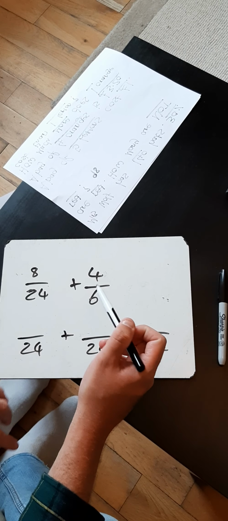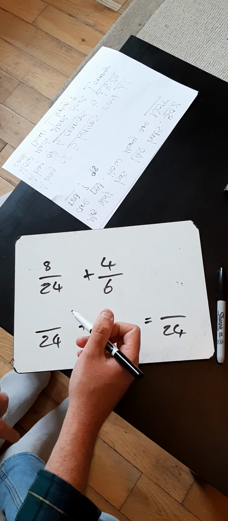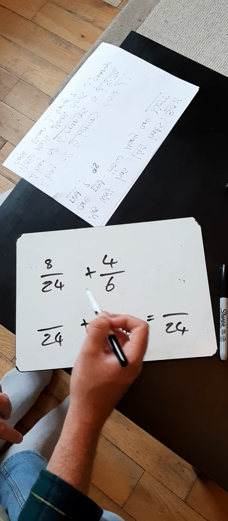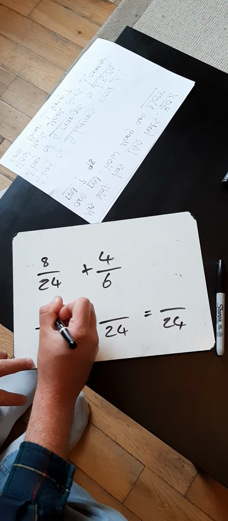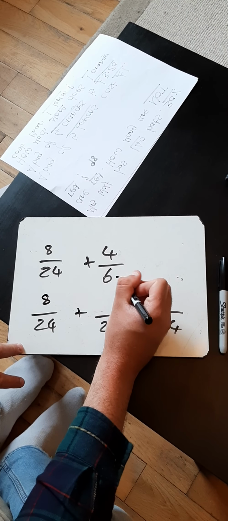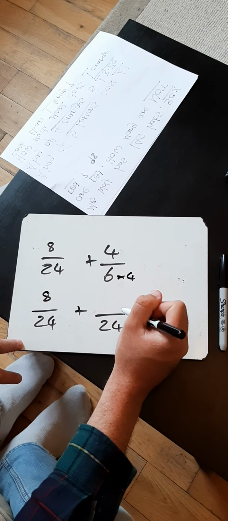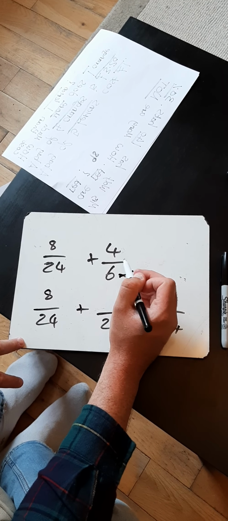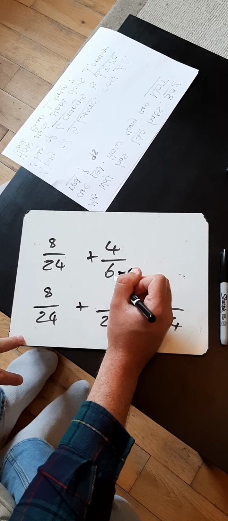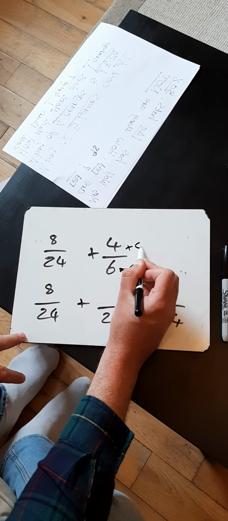So the first thing we need to do, find the lowest common denominator. Well, we know that 6 goes into 24 because 6 times 4 equals 24. So we can keep this one the same. We know that 6 times 4 equals 24, so we need to do what we do to our denominator, to our numerator. So if we times our denominator by 4, we must times our numerator by 4.